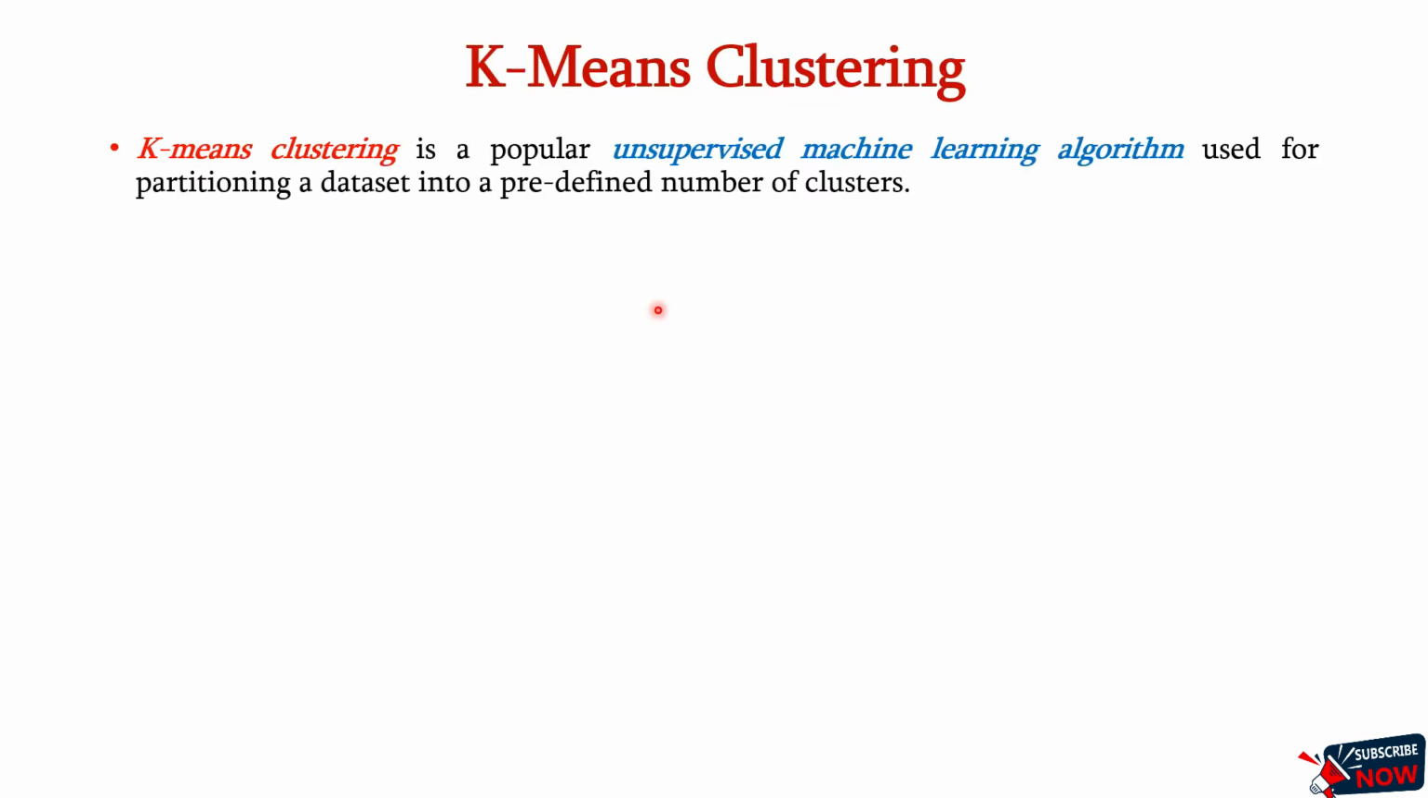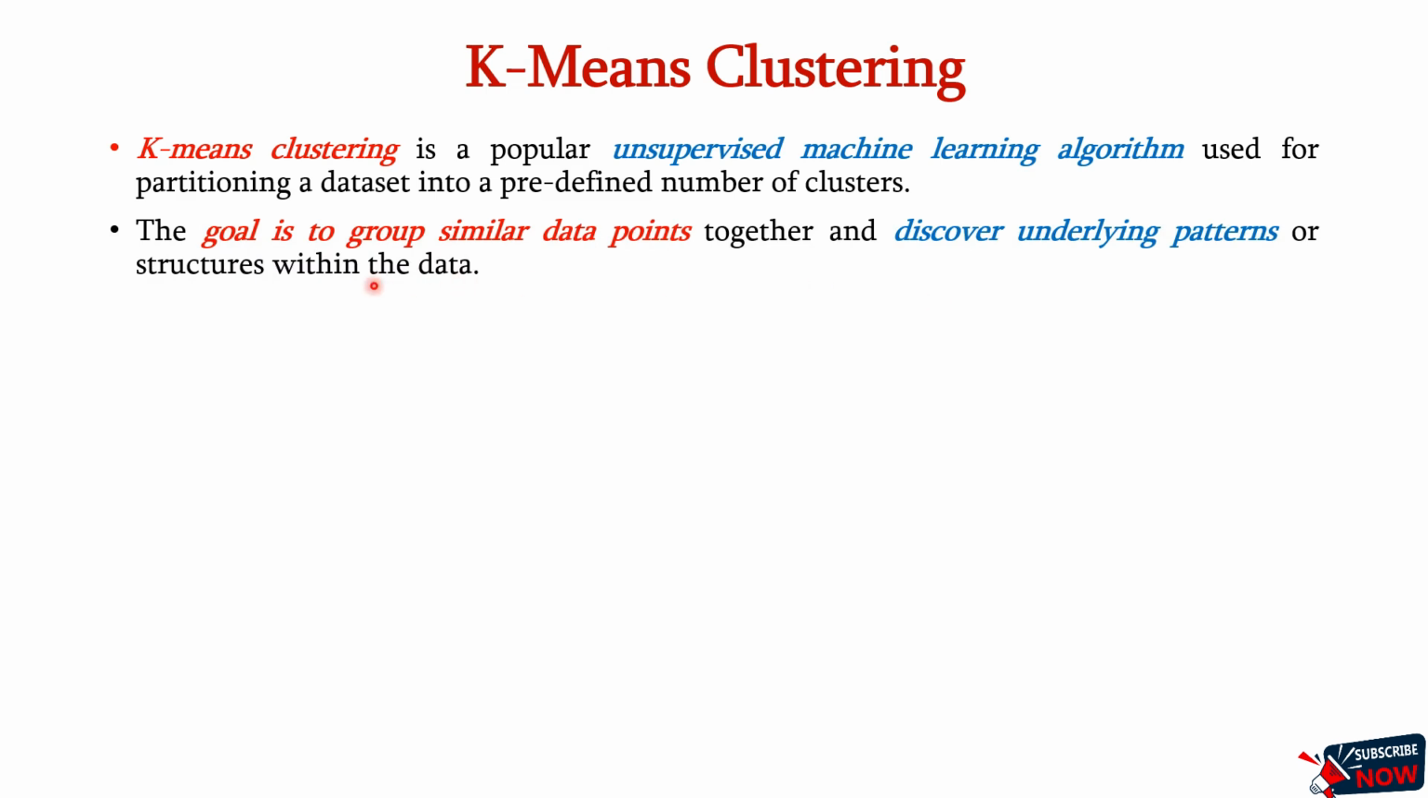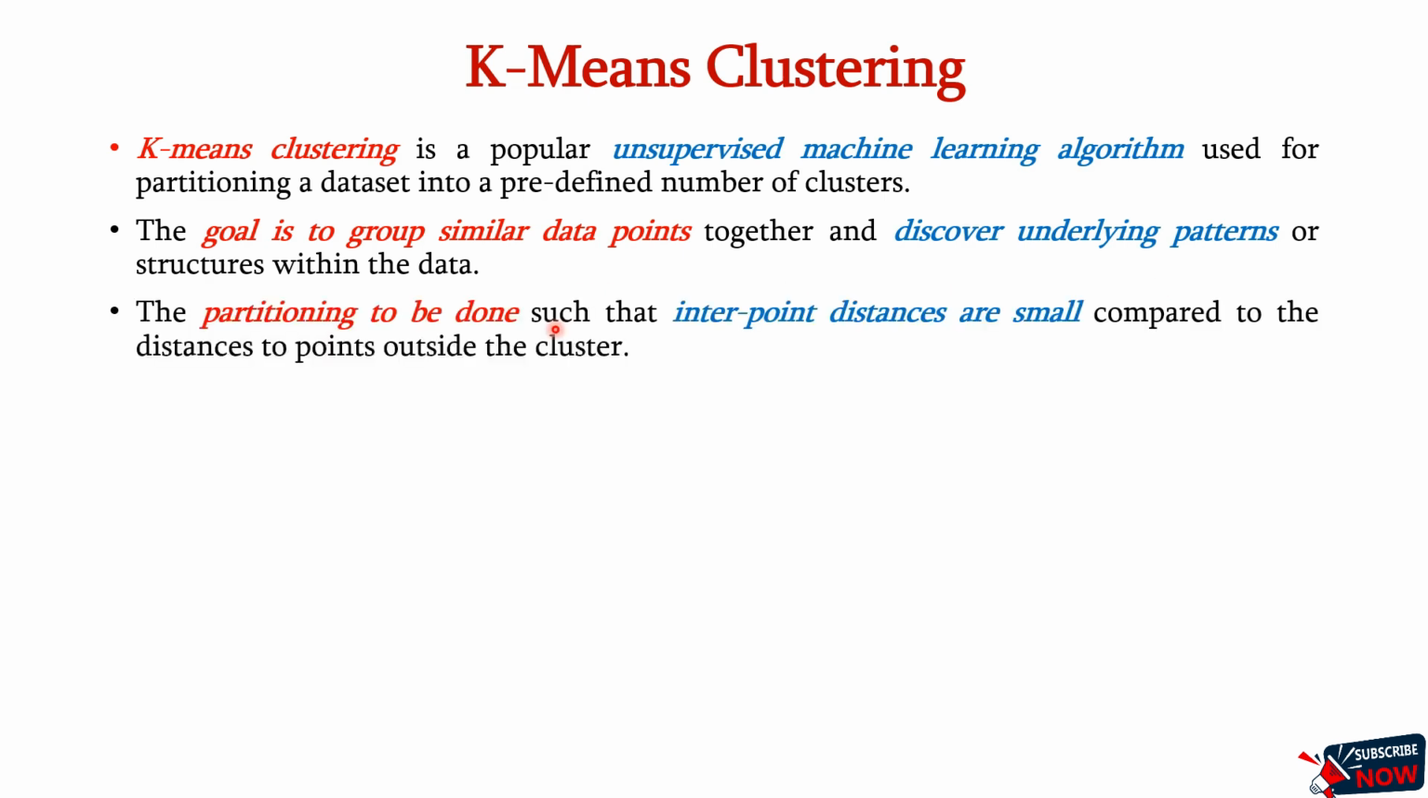K-means clustering is a popular unsupervised machine learning algorithm which is used for partitioning a dataset into a predefined number of groups or clusters. The goal of this method is to group similar data points together and discover underlying patterns or structures that are available within the data. The partitioning is to be done in such a way that interpoint distances are small compared to the distances to points outside the cluster. That means we have to minimize the distance between the points which are lying inside the cluster compared to the points which lie outside the cluster.